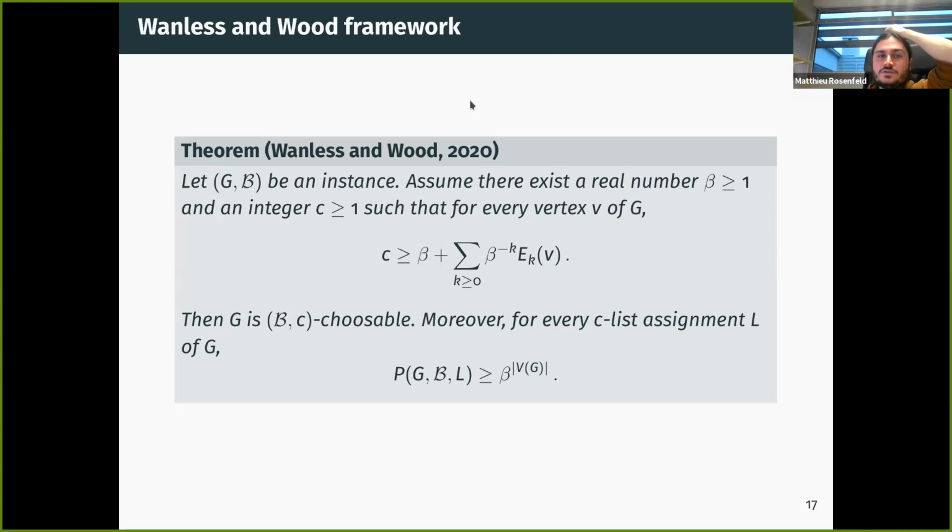The thing is, just before giving the statement, you need to introduce the different notions they have. You need to introduce what a beta-C-choosable hypergraph is and all of these things. The definition takes a page, and the statement takes half a page. So it's actually faster to just do the proof than to invoke their results. But I think it's a really nice result because somehow it gives you an abstract way of comparing these different techniques.